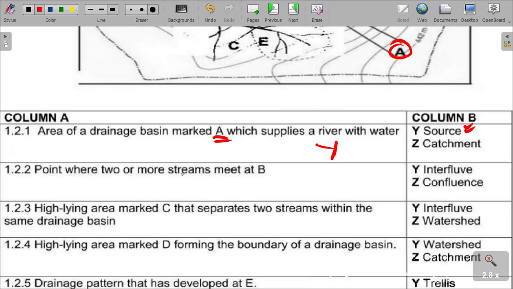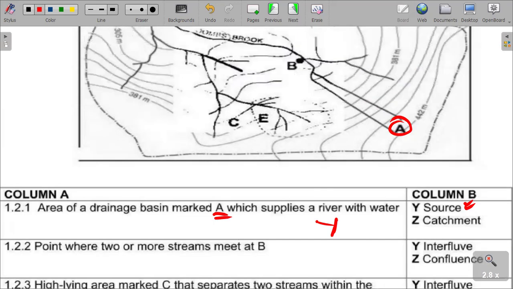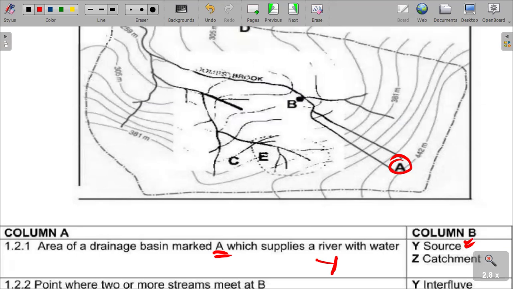Point where two or more streams meet at B. When two or more streams meet at B, we call that a confluence. A point where two or more streams meet is called a confluence.